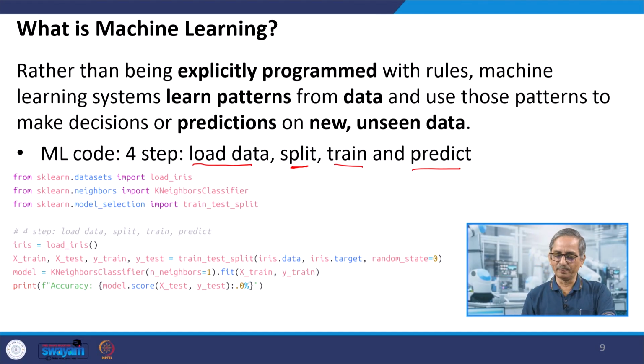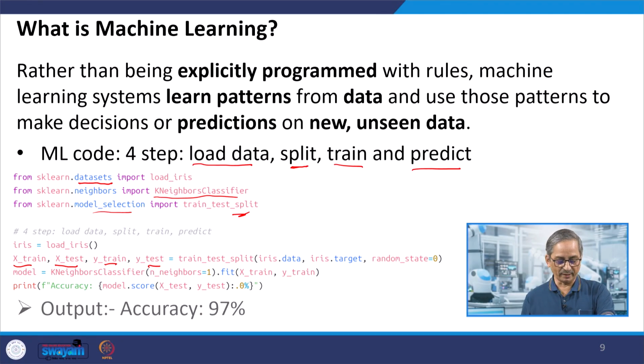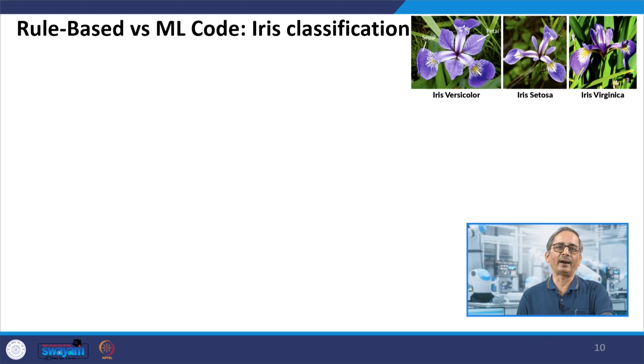So, here is a simple example of what we are doing. We are importing the data set, then importing this k neighbors classifier. I am going to talk about this a little later. Then model selection, basically the splitting of the data. So, I can split the data into x train and x test and y train and y test. This way we can do it, and output accuracy could be up to 97% through this.